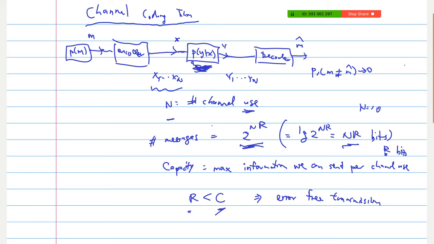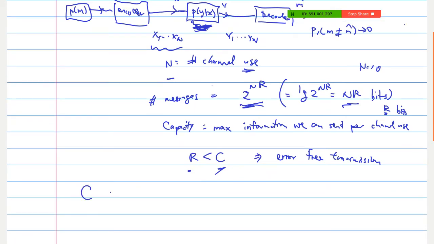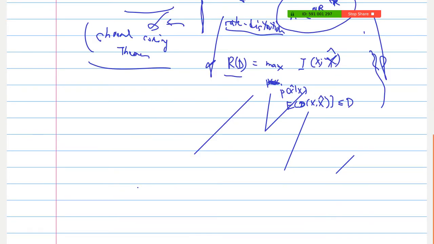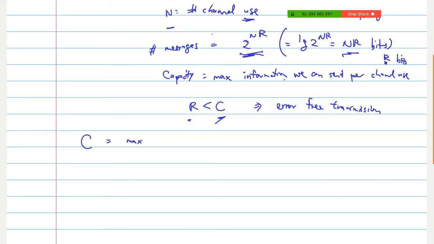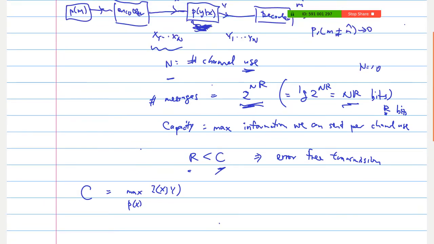And to jump ahead, the capacity is actually equal to the maximum of the mutual information between X and Y, I(X;Y). Oh, actually, I made a mistake earlier, here should be minimum. Let me write it better.